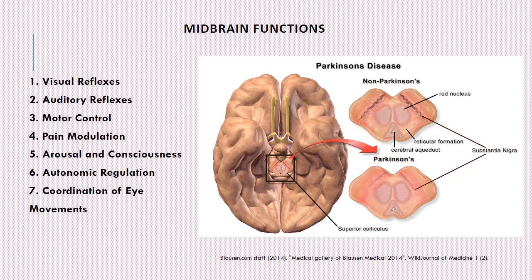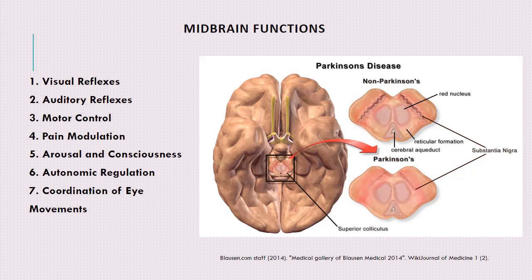Number 3, motor control. The substantia nigra is part of the basal ganglia system and plays a role in initiating and regulating voluntary movements. Degeneration of this structure is associated with Parkinson's disease.